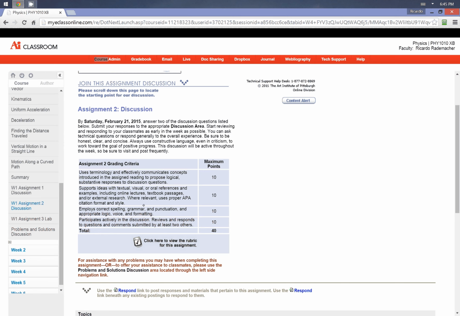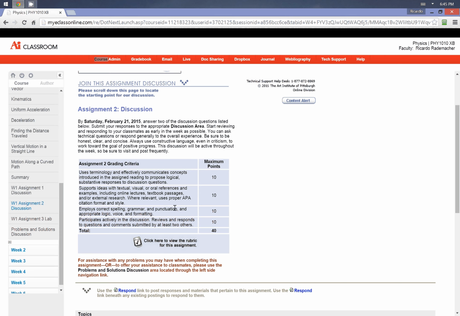The second section is support ideas with textual, visual, or oral references or example. And there's 3 main ways that you can do this. One is by providing diagrams, either created by yourself or from the web. Two, by providing equations, calculations that support the points that you're making mathematically. Or three, by references to other sites or other places where you got the information. Please remember that any time that you post an answer, and it comes from another site, you must reference it in APA format. Do not cut and paste sections from other websites and pass them off as your own, as that is considered plagiarism and is a very serious offense.